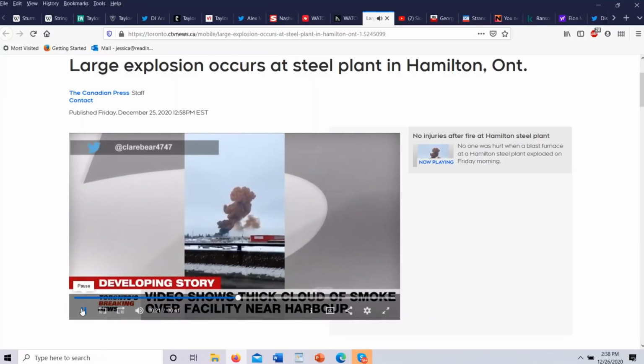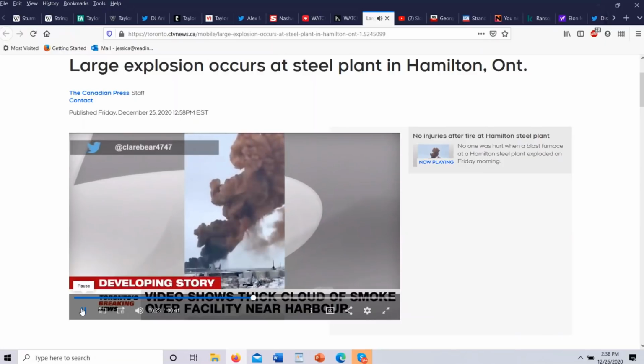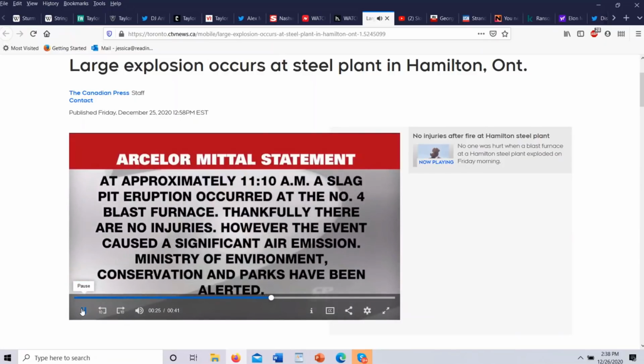ArcelorMittal Dofasco has released a statement about the blast, which reads in part, at approximately 11:10 a.m., a slag pit eruption occurred at the number 4 blast furnace. Thankfully, there are no injuries. However, the event caused a significant air emission. Ministry of Environment, Conservation and Parks have been alerted.